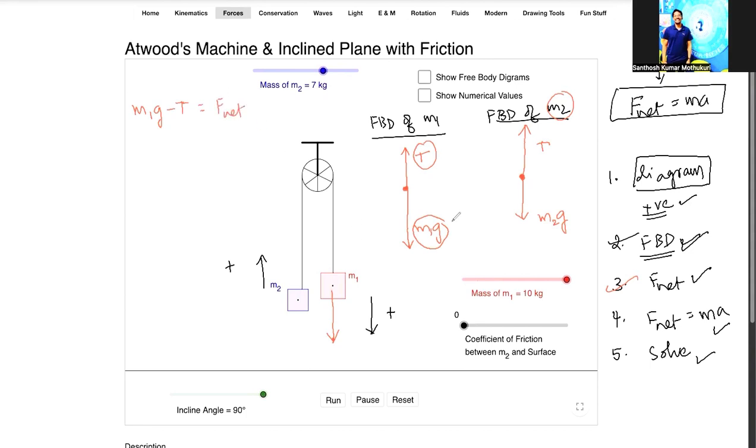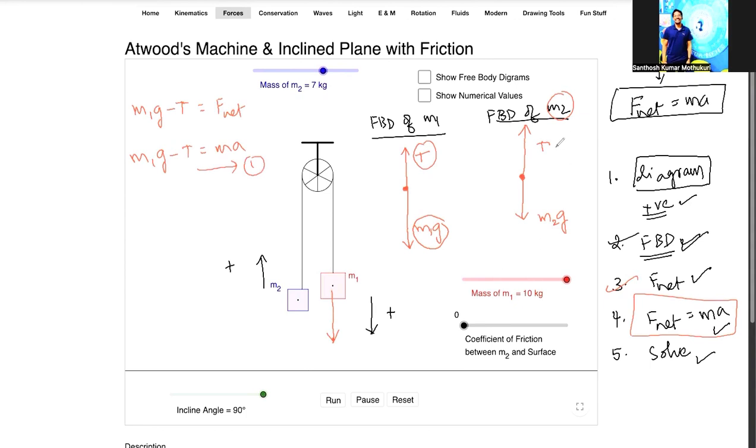Okay. The reason I wrote minus T is because this is opposite to the direction of the gravitational force. In the same way for the second body, let us also write F net is equal to MA, fourth step. So I'm writing M1G minus T is equal to MA, right? Let me take this as equation 1.